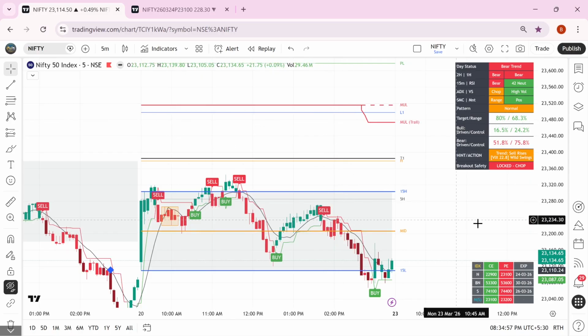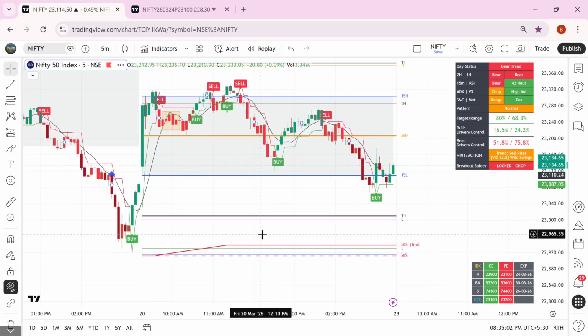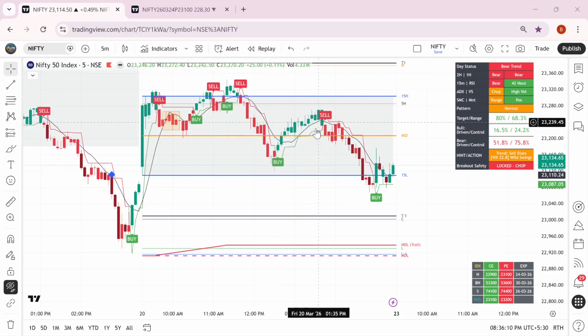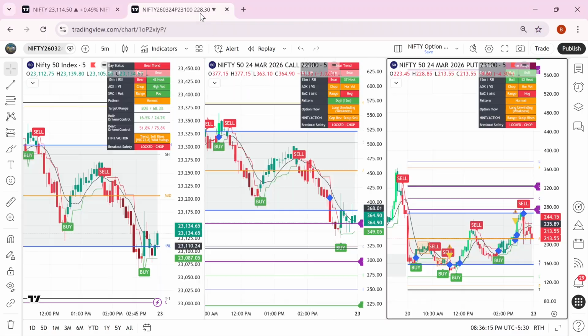Okay, in the same way, if bears gain control, then the following condition applies. The condition that I previously mentioned for the bulls will also be applicable to the bears. Okay, up until this point, I have been explaining the spot chart to you. Now, I will proceed to explain the option chart.